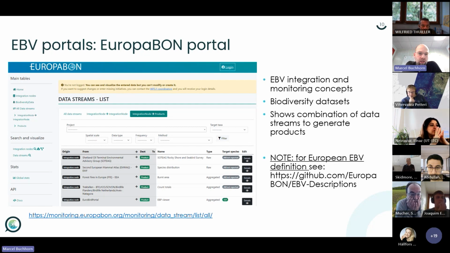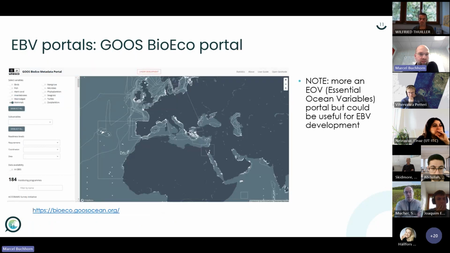So on this portal, you can find and filter data sets, and you can specify if there should be a product or an integration node or how they are connected to each other. So it's a quite useful web page to also see which data sets are currently available. And these data sets are remote sensing based and in situ based, so they are not solely based on remote sensing.